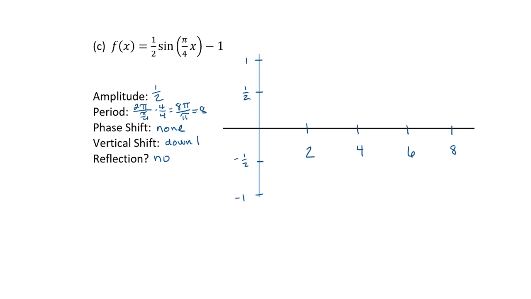And I know with the sine graph that I have to start at the midline. The next point is going to be the max. The next point, I'm back at the midline. The next point, I'm at the minimum. And the next point, I'm back at the midline. And again, we make this as smoothly curved as we can. And that gets us one period of that function.